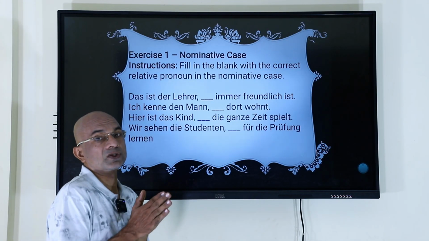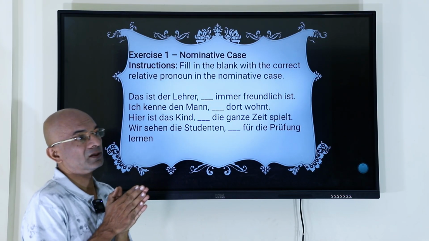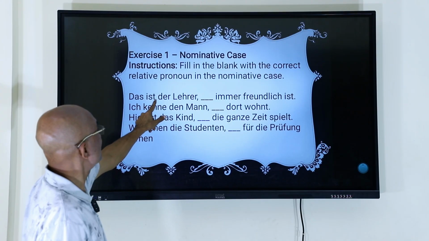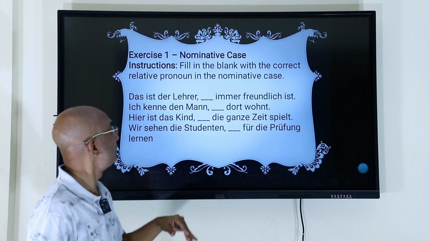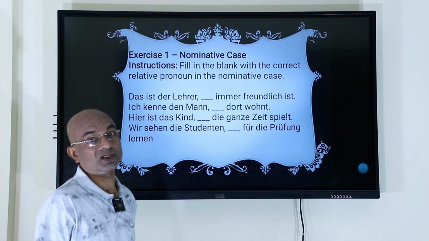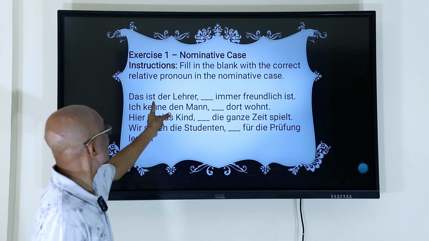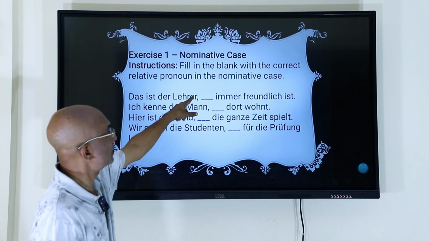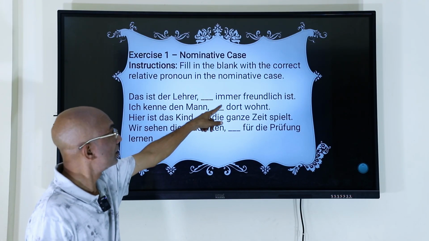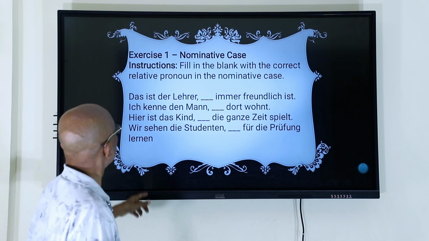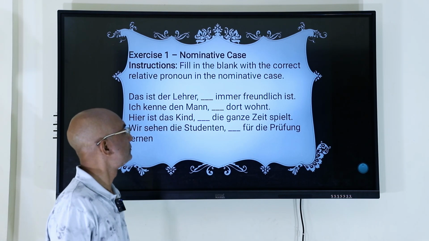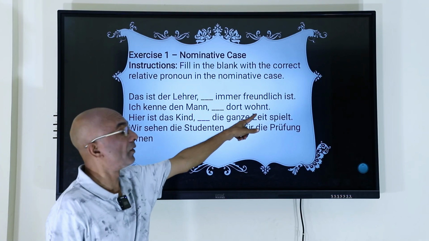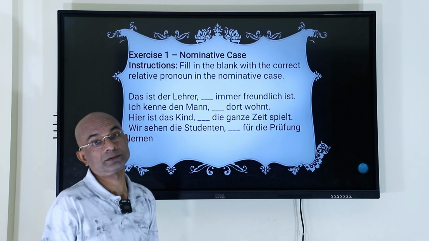Okay, now if you want to do some exercise, for example, nominative case. Das ist der Lehrer, blank, immer freundlich ist. Fill in the blanks. So what will come here? Der immer freundlich ist. Ich kenne den Mann, der dort wohnt.